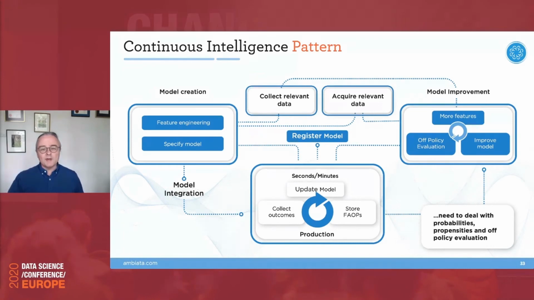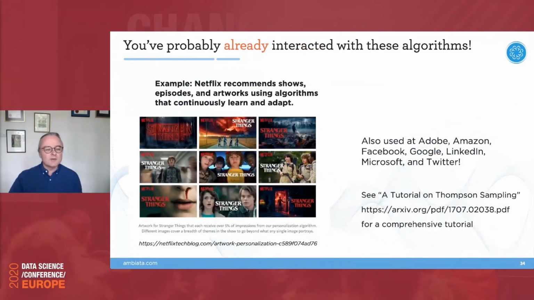Now, you've probably already interacted with these algorithms. For example, Netflix uses these algorithms all over the place. There's a blog article on this, very interesting reading. And most of the other major digital properties are also using these algorithms in different ways.